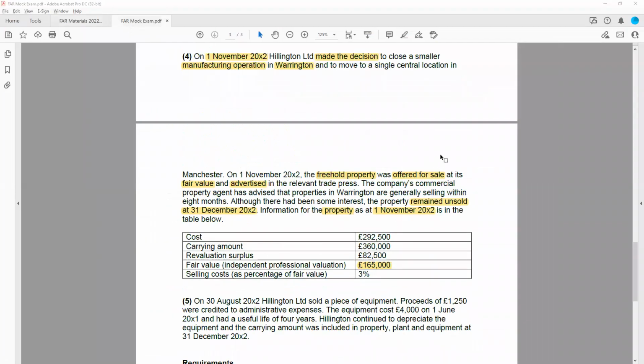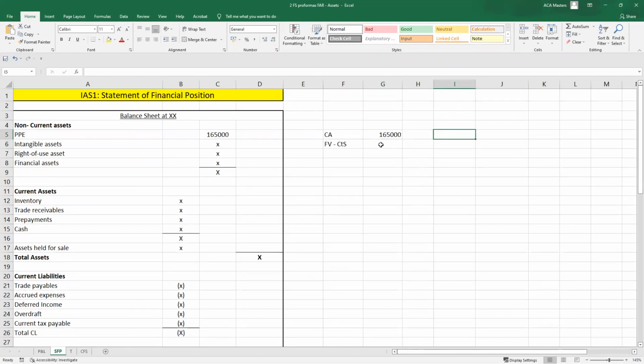We're told that the cost to sell is 3%. So it's fair value minus cost to sell. A shortcut way would be to just take 97%. But you could do it the long way, the 165 minus the 3%, and get down to it there. So that's its fair value minus cost to sell, and in assets held for sale it's presented at this amount.